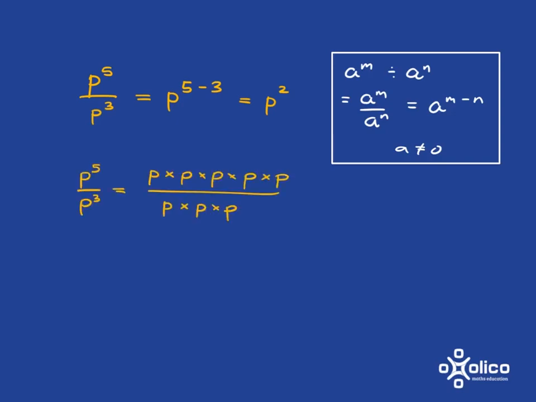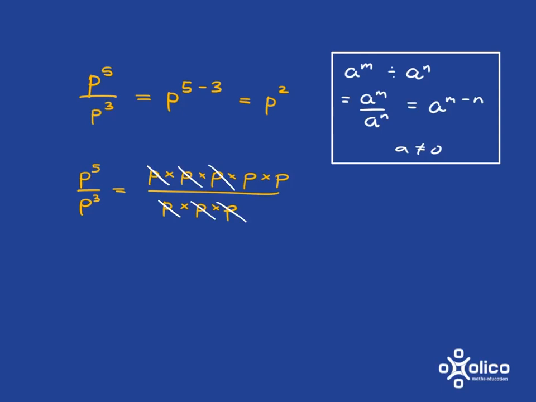If we simply write out what the exponents mean, we can see where the rule originates from. p to the 5 is just 5 p's multiplied together. p cubed is just 3 p's multiplied together. Now you can see that these 3 p's at the bottom are going to take out 3 of the p's from the top. And so what are you going to be left with?